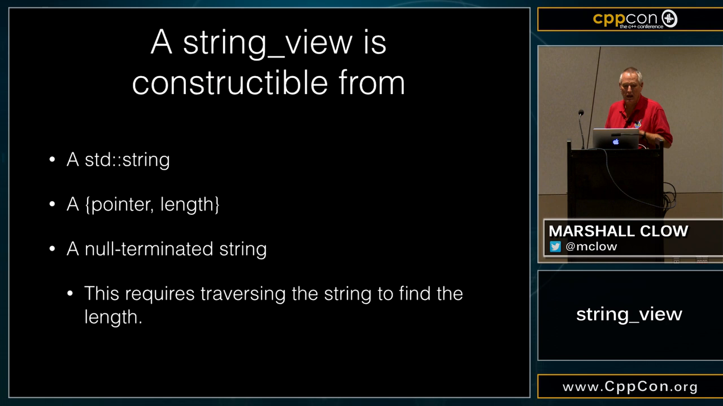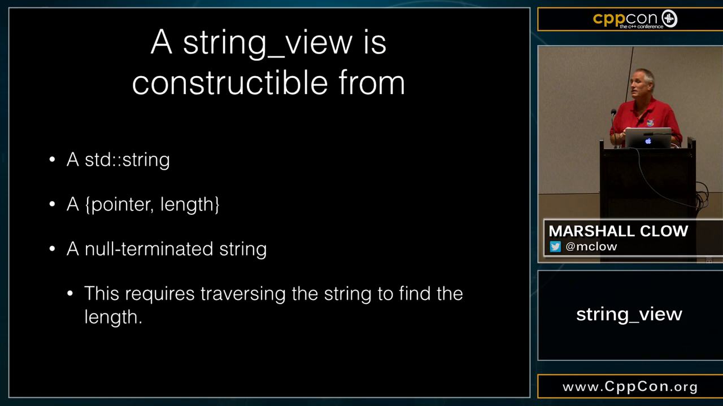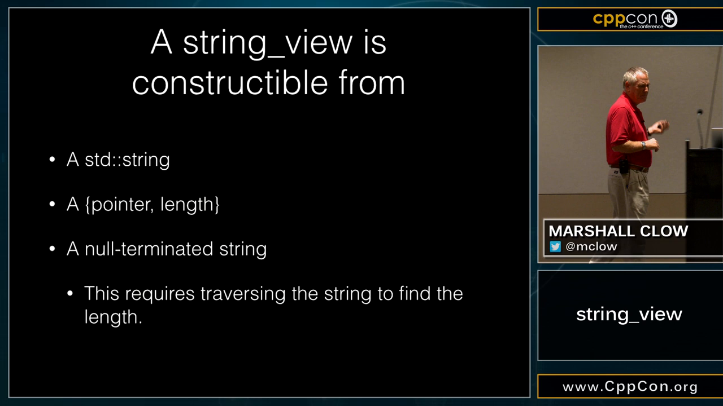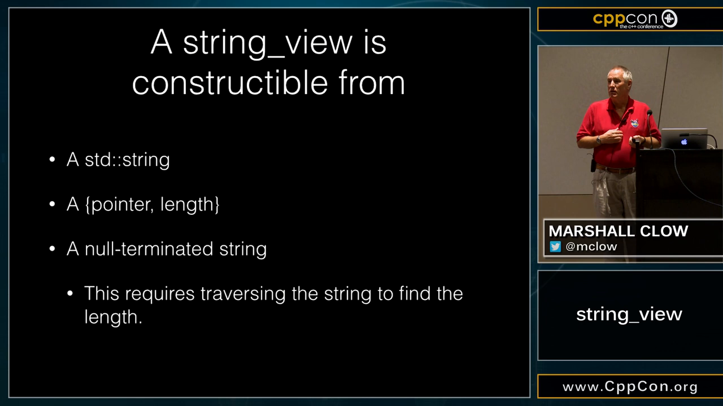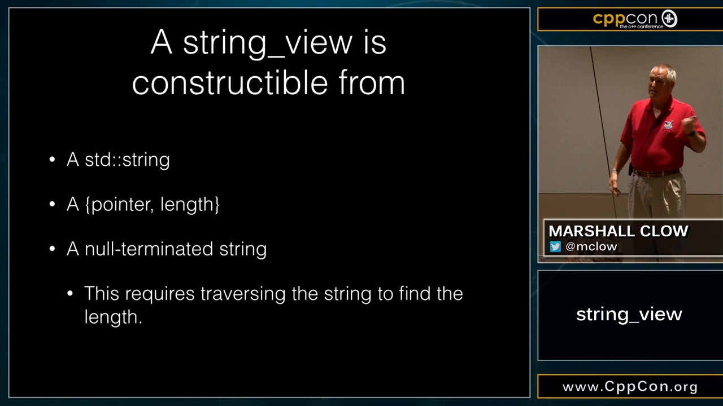Anyway, string view is constructible from these three things. I've talked about this a little bit before. The null terminated string, or rather a string pointer, requires traversing the string to find the length. The other two are very cheap. Not two iterators, because it's easy to have iterators that don't describe contiguous storage. But if you have two pointers, you just subtract them and you have a length. We could do that inside, or you can do that externally. They're moral equivalents.